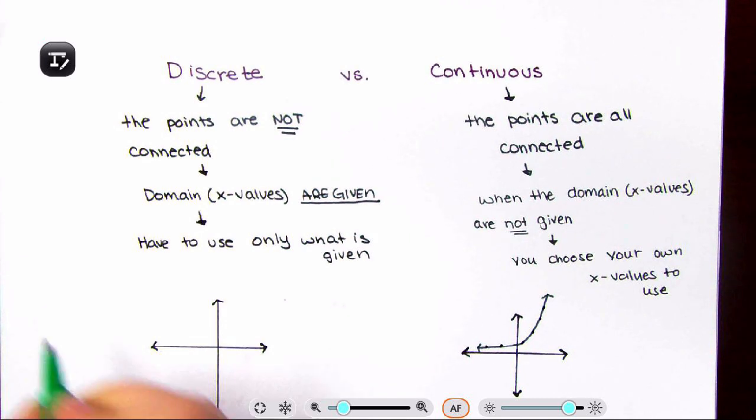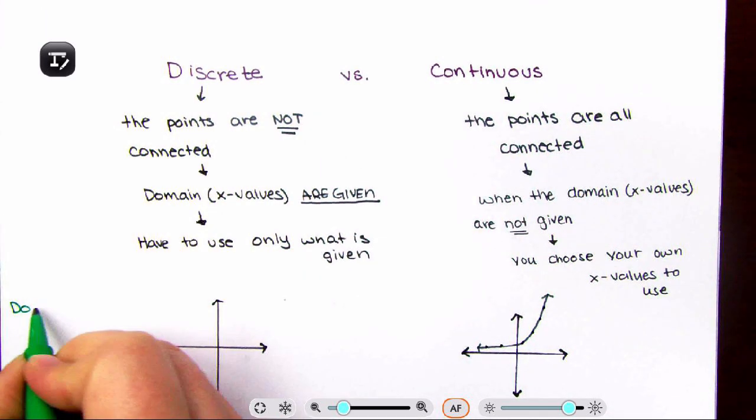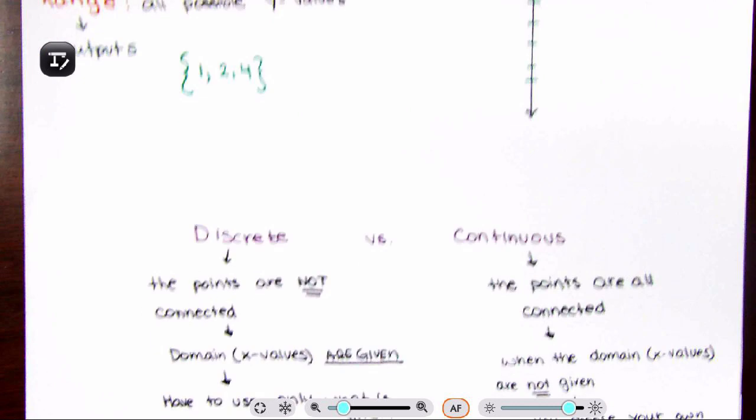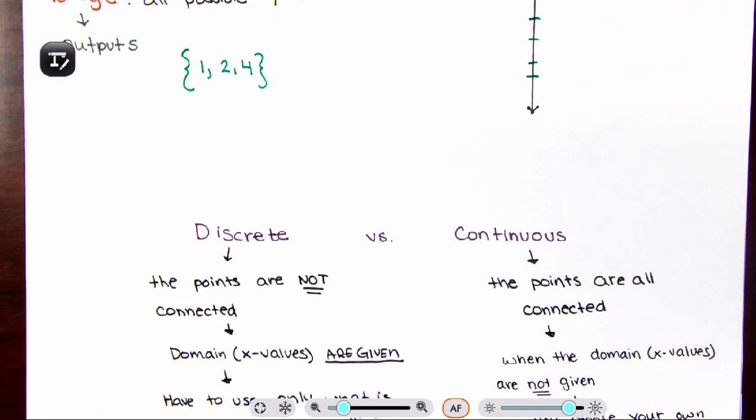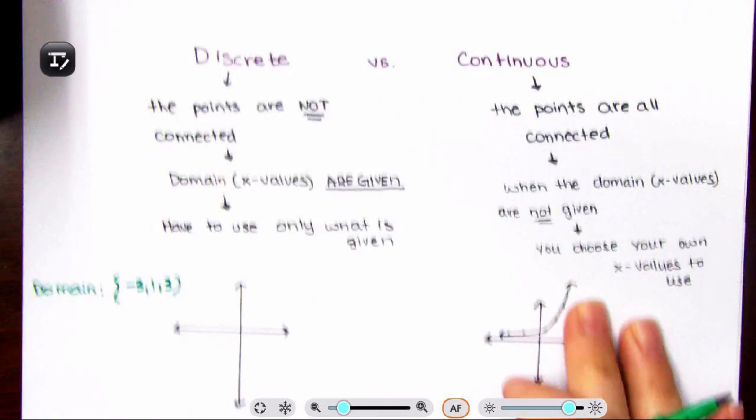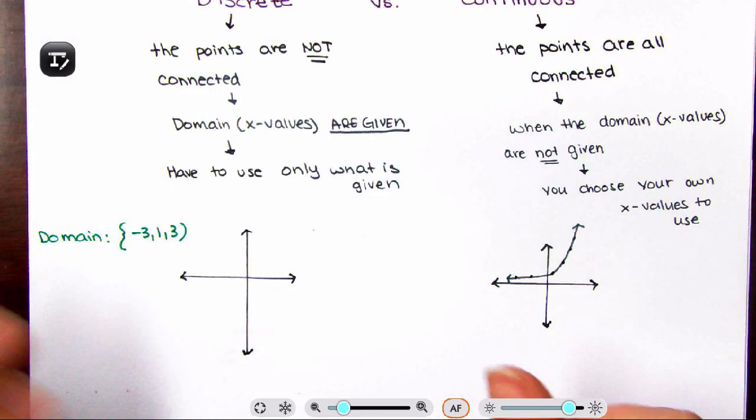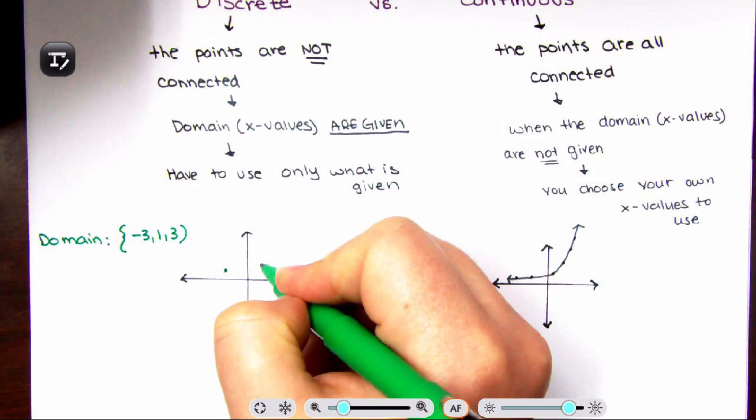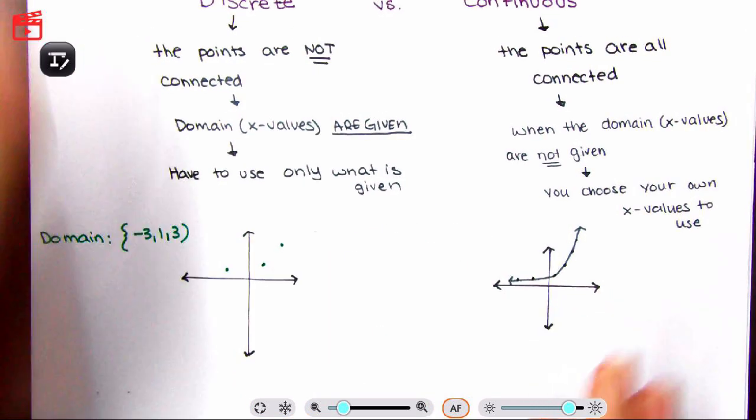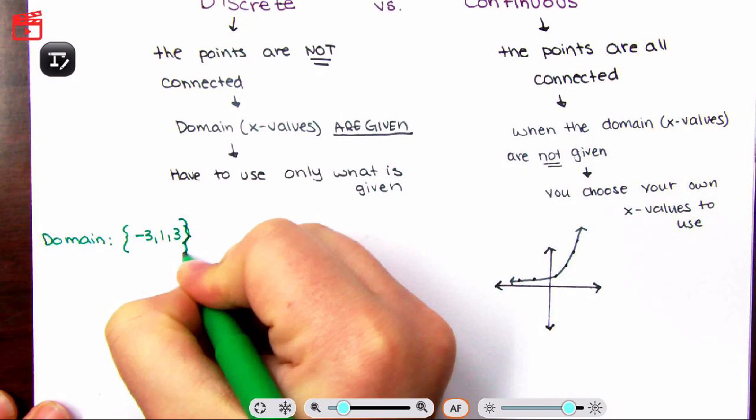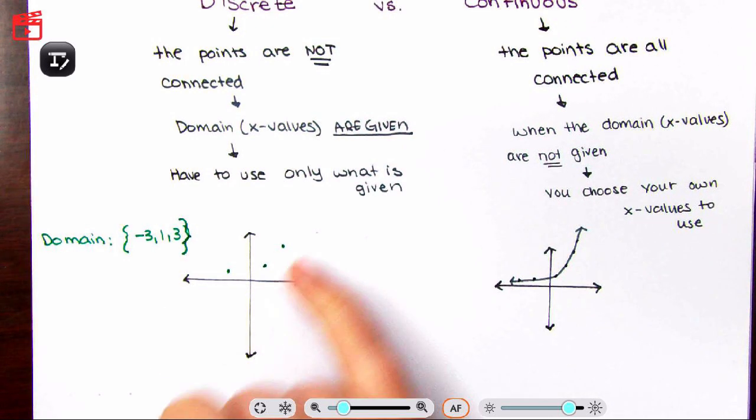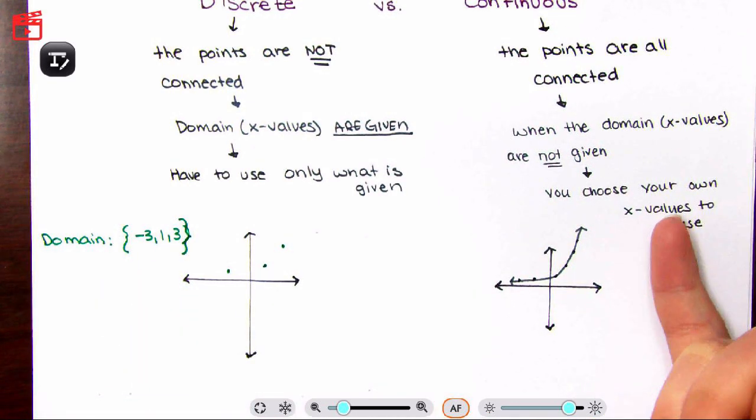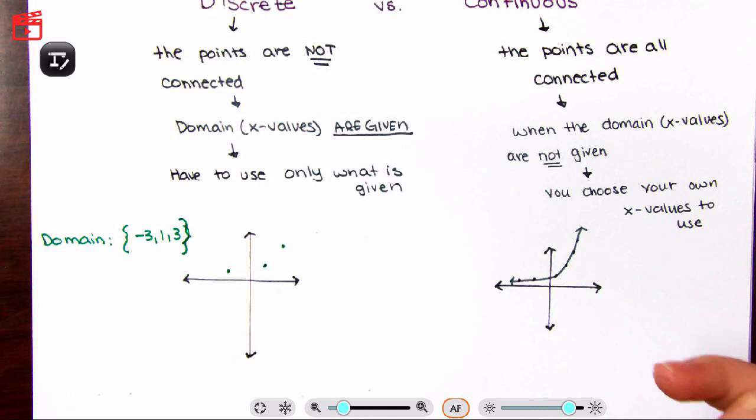So let's say, for an example, they give you a domain of, well, let's go ahead and use the one above. -3, 1, 3. So if they give you that domain, you have to be able to graph it. Let me actually copy the one before. I want to make sure I get it around the same height. And you cannot connect it. This should be a squiggly line, squiggly bracket. This is discrete. The domain is given. For continuous, the domain is not given. You choose whatever you want.